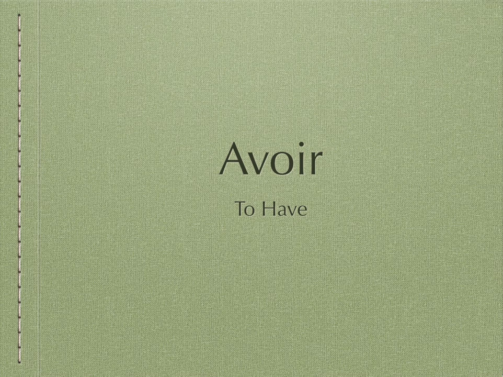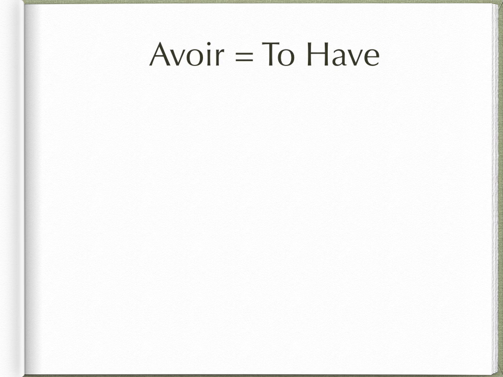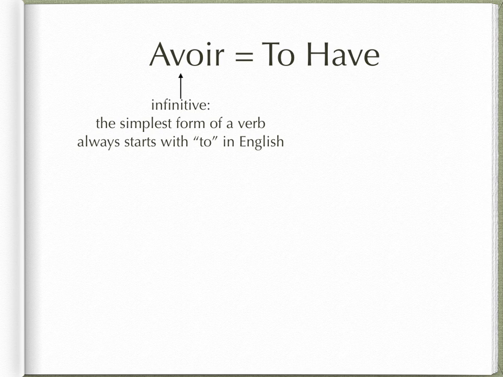We're going to look at the word avoir. Avoir is our very first French verb. When we translate the word avoir, we're going to say to have. The word avoir is an infinitive, which means it is the simplest form of a verb that is possible. Every single time we translate an infinitive from French into English, it will always start with the word to. If it does not start with the word to, it's not an infinitive.